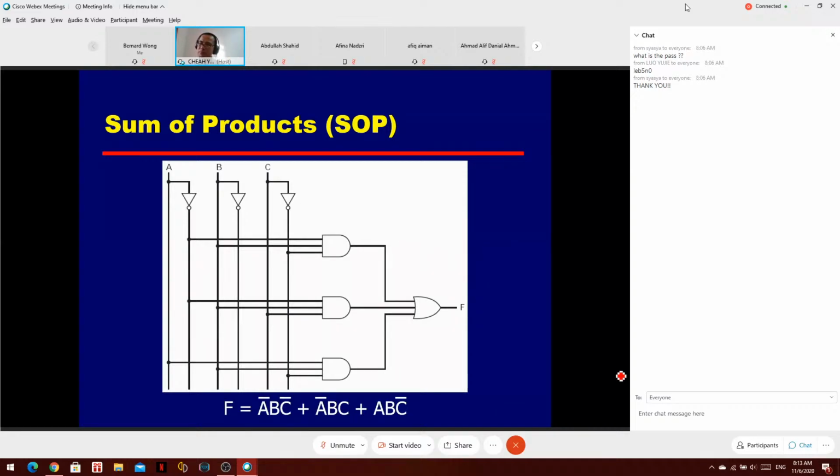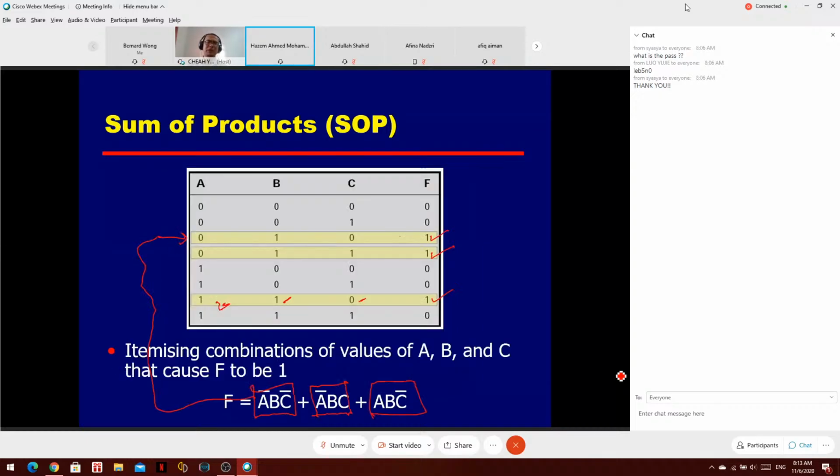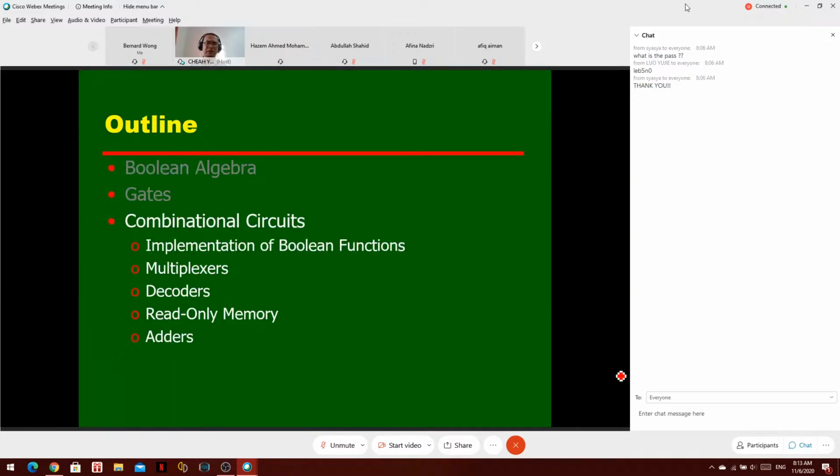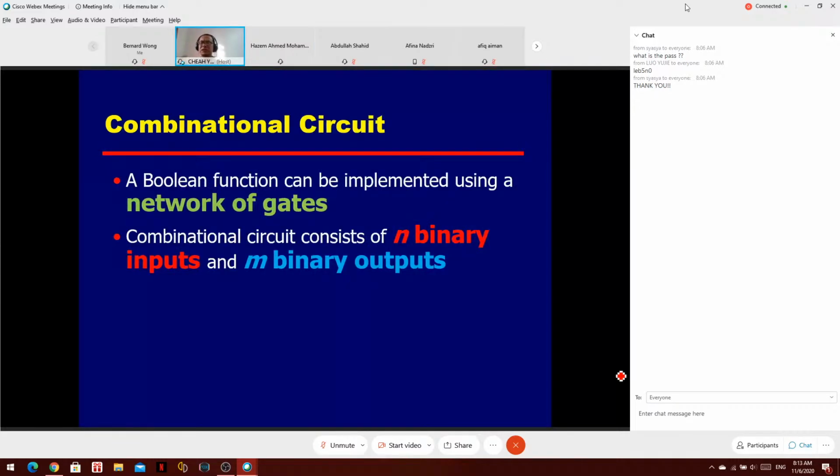Can you redefine the combinational circuits? What are they? Combinational circuits is already in the slide here. Combinational circuits is how we combine a few gates together to express a function.